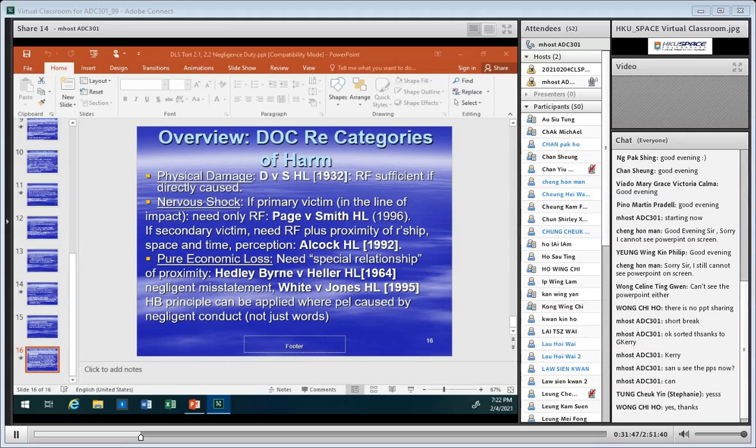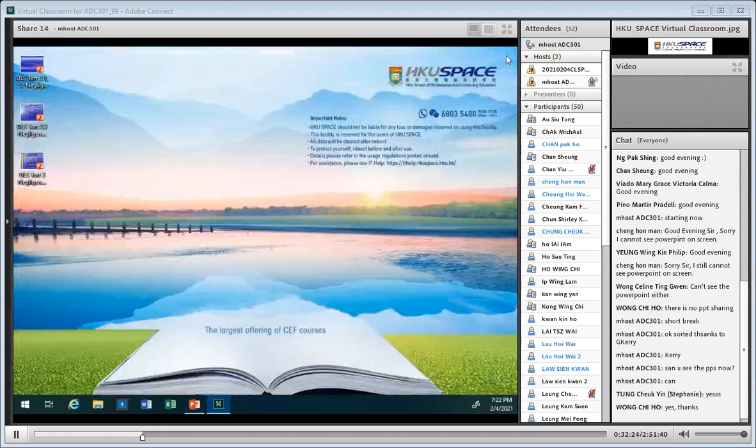pure economic loss, the principles laid down in Hedley Byrne v Heller can apply where it's not negligent misstatement, but where the pure economic loss is caused by negligent conduct, not just words. So this refers to defective products, defective buildings. And so for a duty of care to be owed, when there's pure economic loss, you do still need this extra element of proximity. So let's have a look at those PowerPoints on nervous shock and pure economic loss.